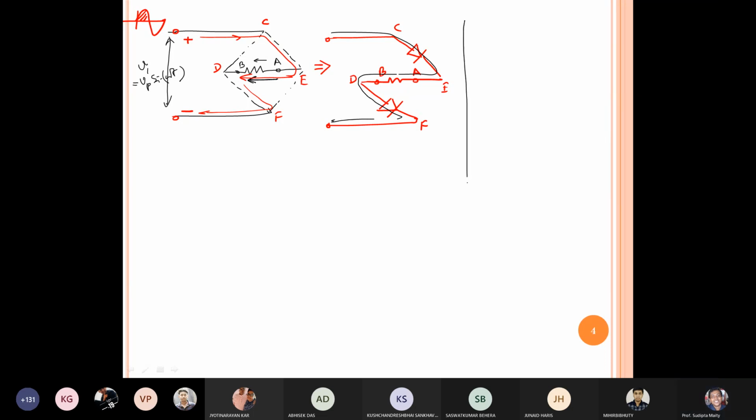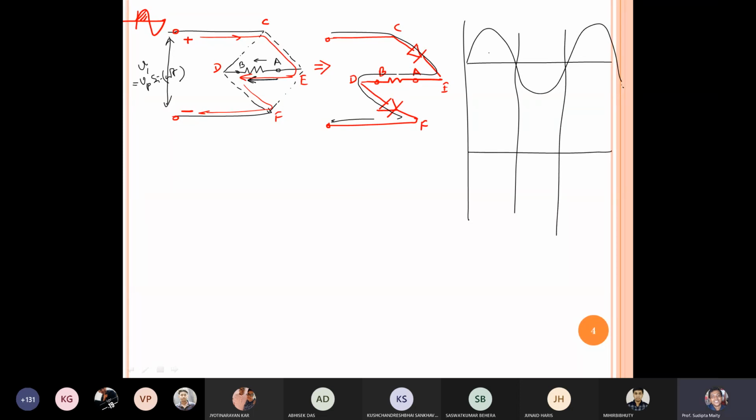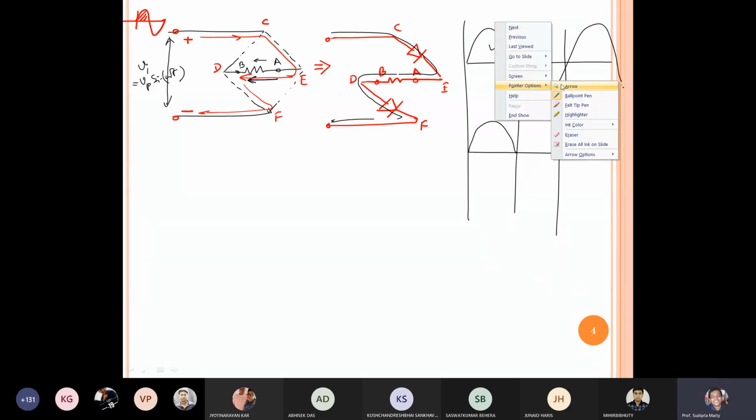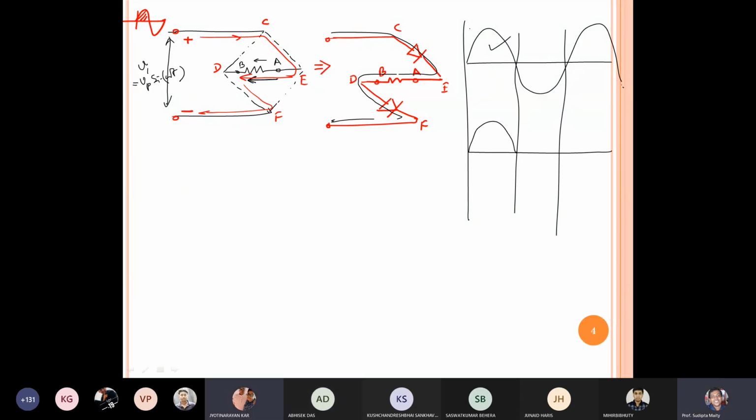So if I give the cycle in this way, for the positive half cycle, I will get the positive portion in this way. Okay. So is it clear? Okay. Is it clear now? Yes, sir.